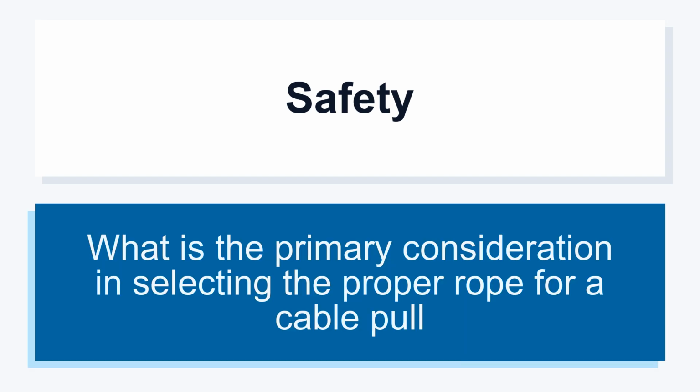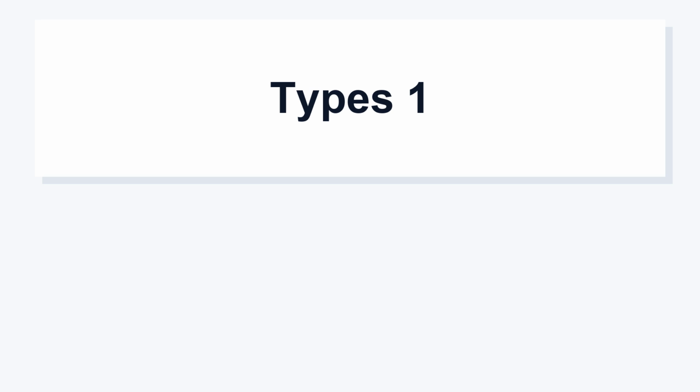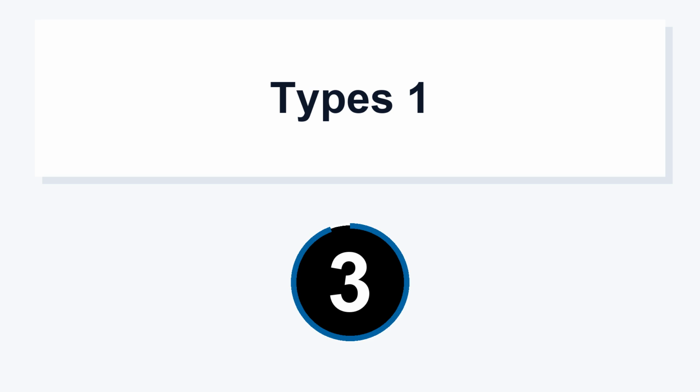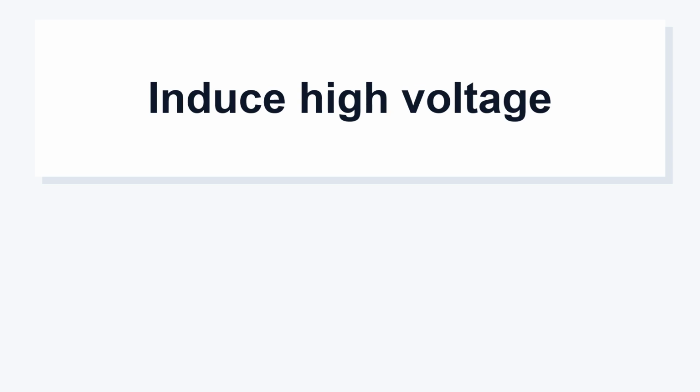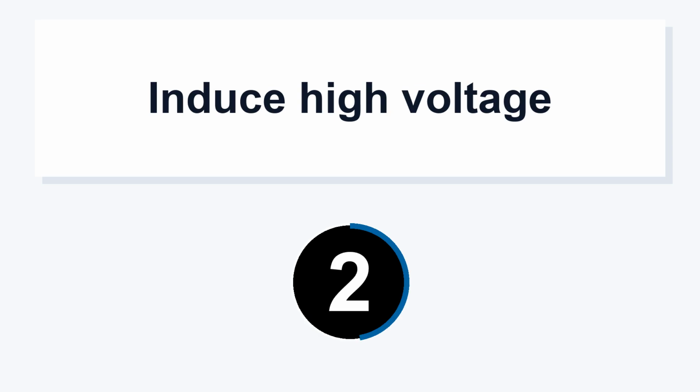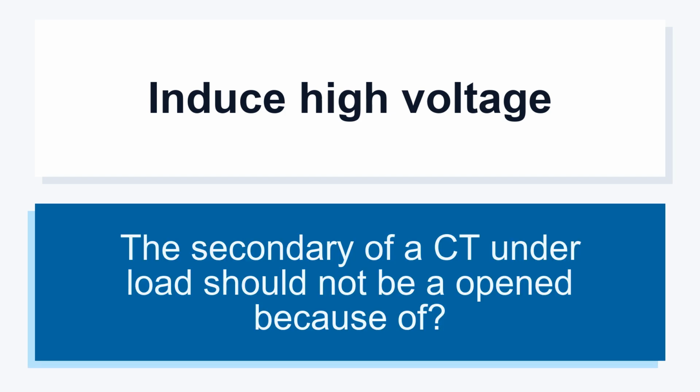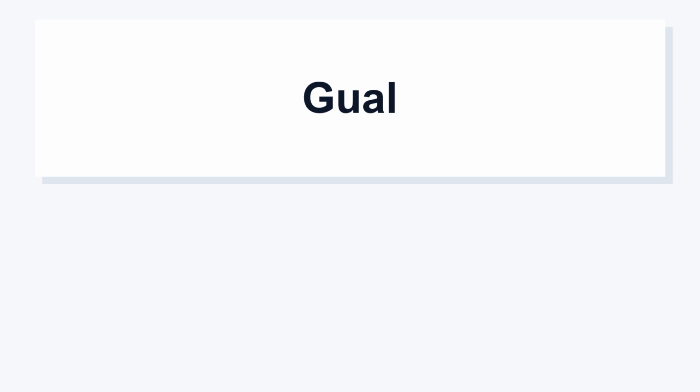What is the primary consideration in selecting the proper rope for a cable pull? Type 1. What type of NEMA class enclosure is approved for general-purpose indoor use and is not dust-tight or drip-proof? Induce high voltage. The secondary of a CT under load should not be opened because of this.